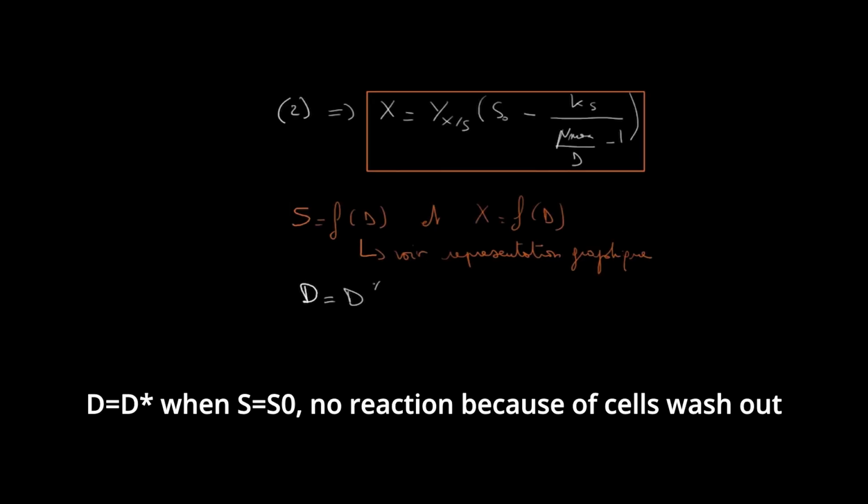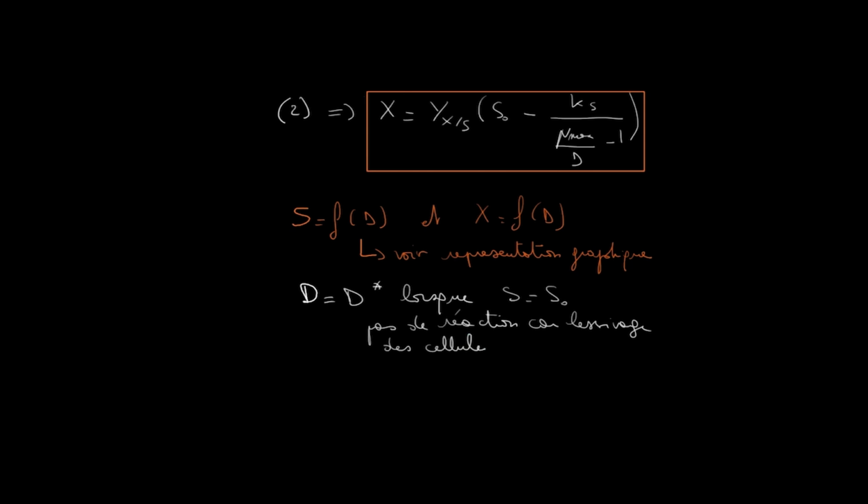When D is equal to D asterisk, S is equal to S0, there is no reaction because of cells washout. Cells are washed out because they don't have time to grow at the rate of the flow circulating through the reactor. To calculate D asterisk, we replace S by S0 in the Monod model. If S0 is very high compared to Ks, then D asterisk is equal to mu max.